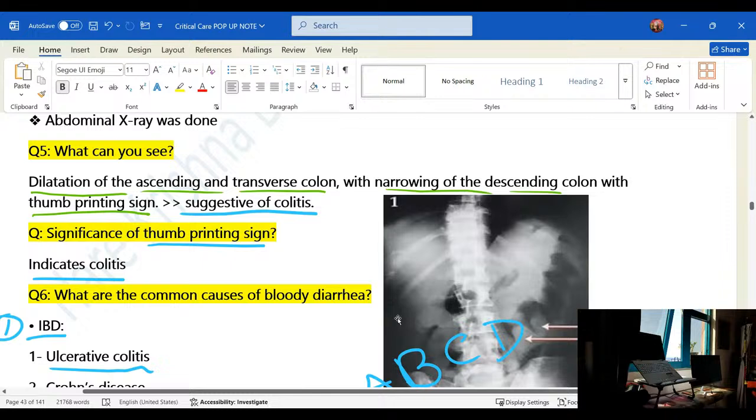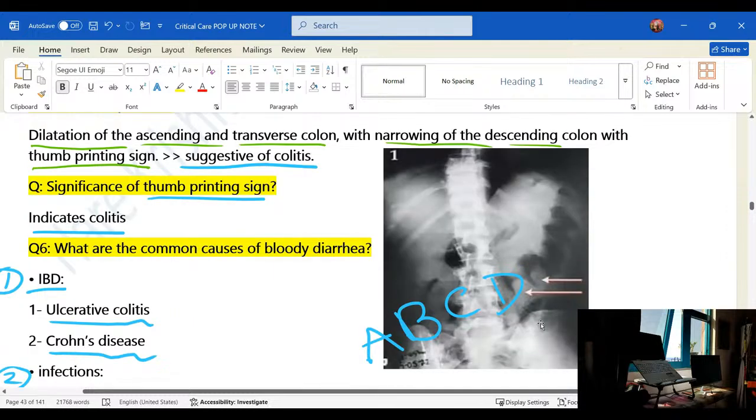Abnormal dilatation of the ascending colon and transverse colon, and narrowing of the descending colon. Also a thumbprint sign, which is suggestive of colitis.